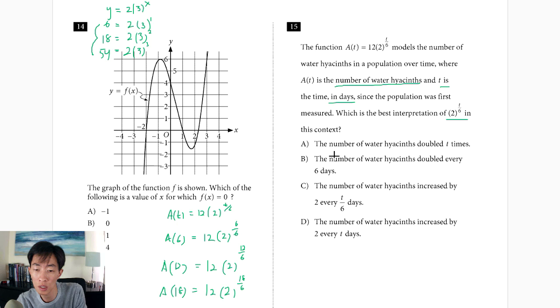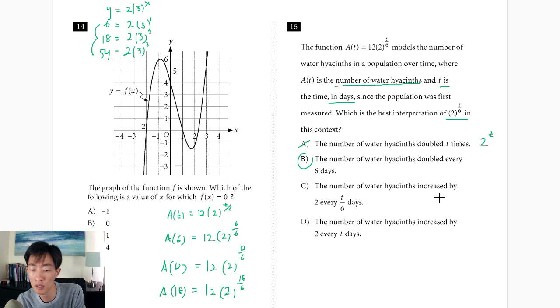Choice A, the number of water hyacinths doubled t times. I think A means if 2 were raised simply to the t, then that would mean that we're going to double the original every time t changes by 1, so that would mean we're doubling it t times. So that's what that means. B, the number of water hyacinths doubled every 6 days. So yes, that's what we kind of just showed over there. And it's really because 6 is in the denominator, so B is going to work.